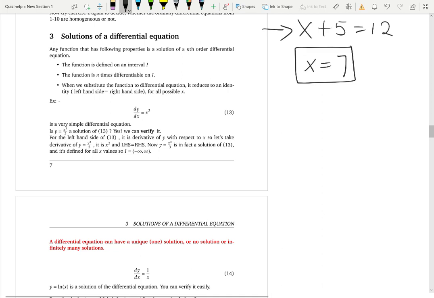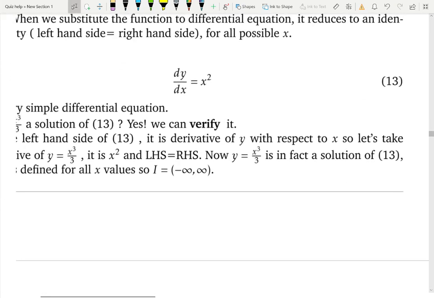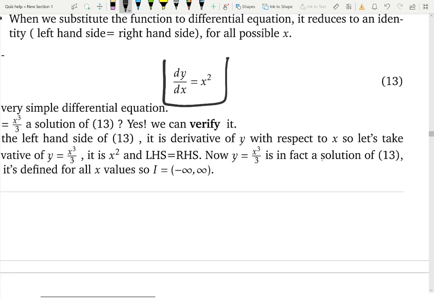Okay, now let's look at a differential equation. dy over dx is equal to x squared. Now for this differential equation, you're looking for y, right? y is the unknown. We are solving for y. Now we all know y is a function of x. x is the independent variable. y is made out of x, something like y is equal to e to the x. Okay, so that's an example. So we have to look for this y.